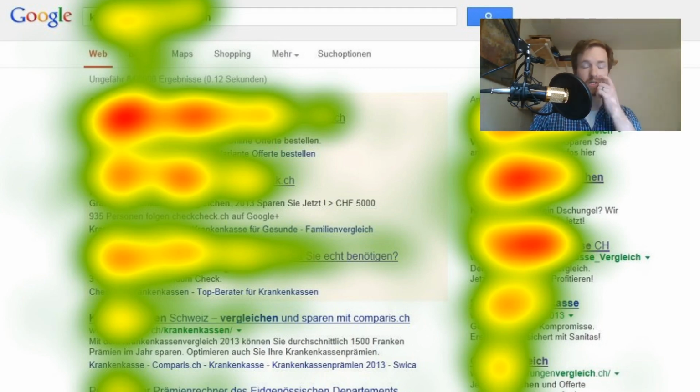The longer someone looks at something, the redder it is, and you can basically see that people are starting over here on the left and then scanning over right, but not even really focusing too much on that part. They focus right here at the beginning, and by the time they get down here, they're not even really looking at it too much at all.